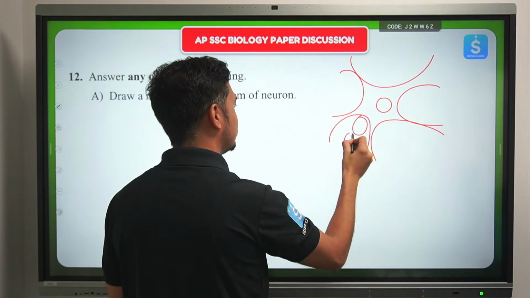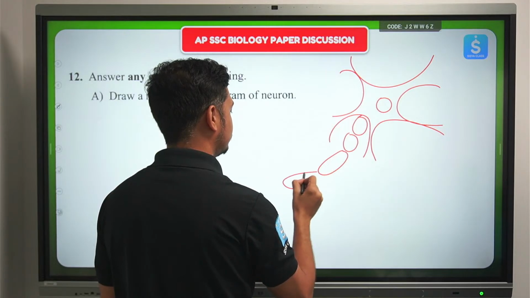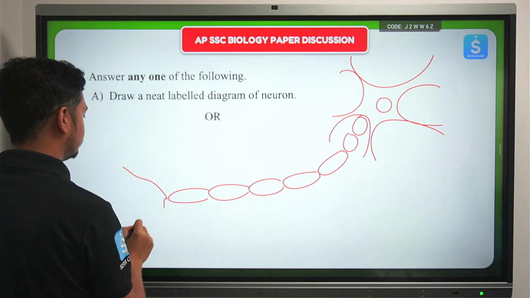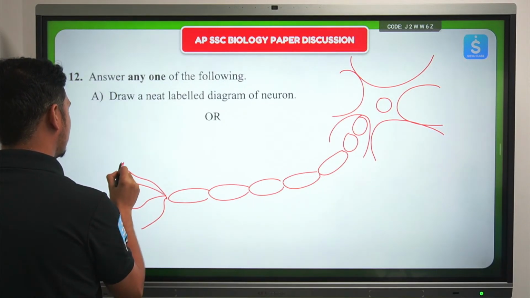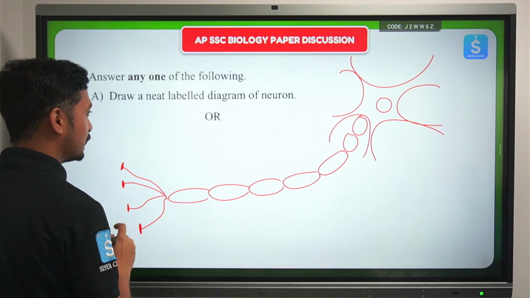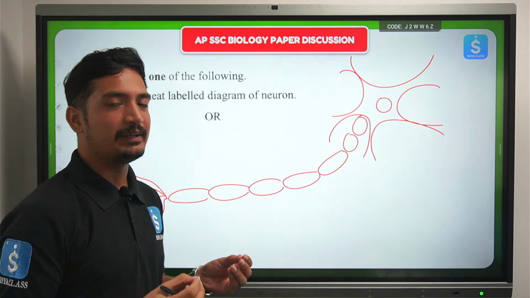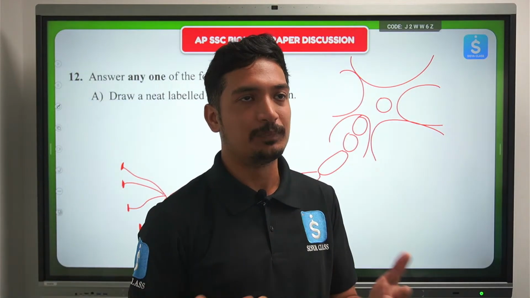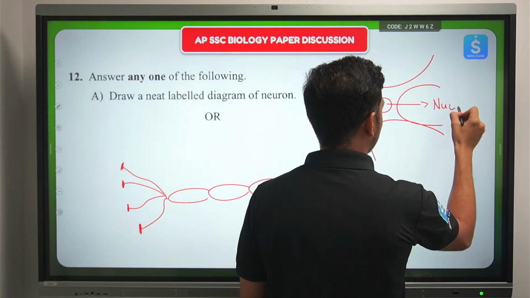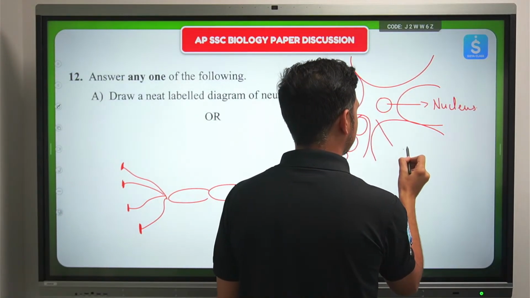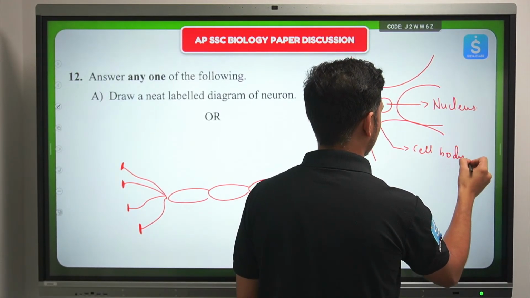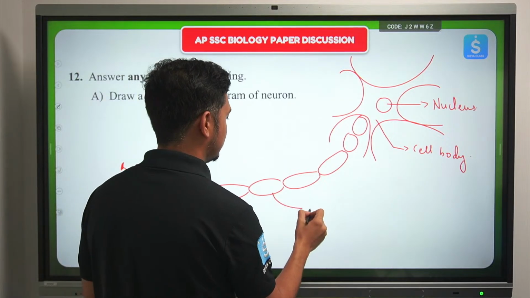And then from here you can just create the axon, and then finally you'll have the nerve endings with these knobs. So this is how you can create a neuron very easily without spending too much time. Then you can label it. This is the nucleus. This is the cell body. This is the axon.